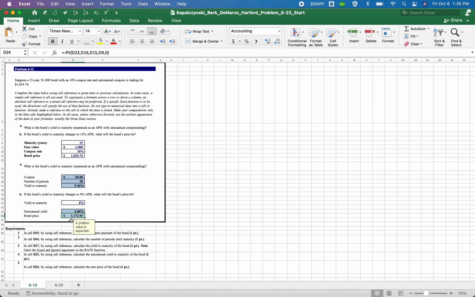Now, notice how the bond's price increased. The original bond price when we started this exercise was $1,034.74. Now this bond is over $100 more valuable, $1,172.92. Why? This is because of that inverse relationship between bond prices and interest rates. Notice how the yield to maturity on that bond was 9.56% when we first started. Now you're looking at an 8% rate, which is a decrease in rate. What that means is you should expect an increase in the price, and that's what we're seeing here. Okay, so this one checks out.